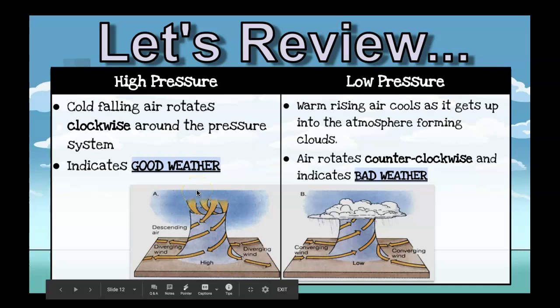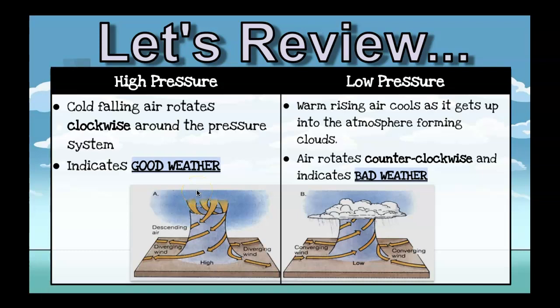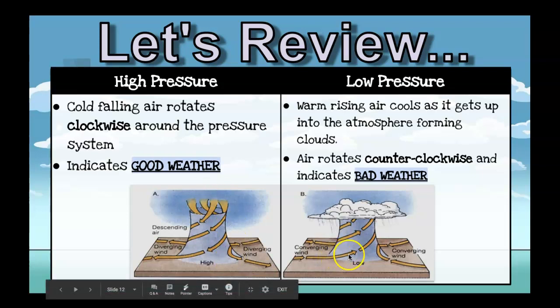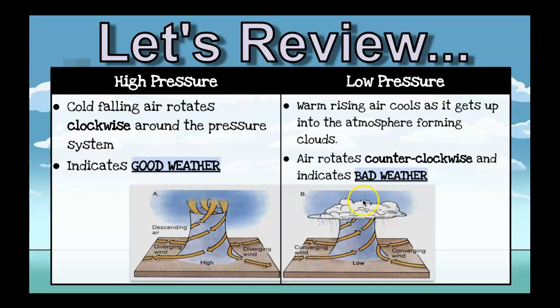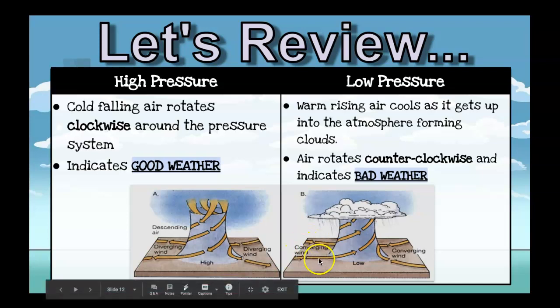A low pressure system, on the other hand, deals with warm air, and we know that warm air rises. So in the middle of a low pressure system, you have warm air rising up, and as you go up in the atmosphere, that air cools down and it finds particles to condensate on, and it creates clouds and rain. So our low pressure systems are pressure systems that bring bad weather. These pressure systems rotate counterclockwise. So you can see here it's rotating counterclockwise.